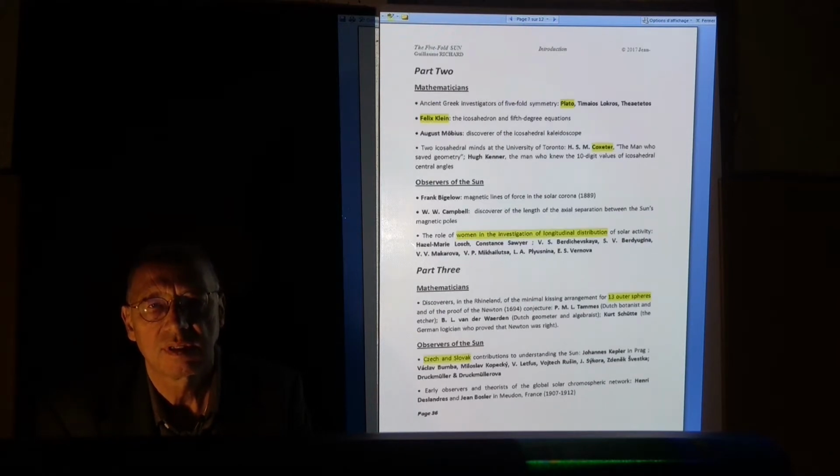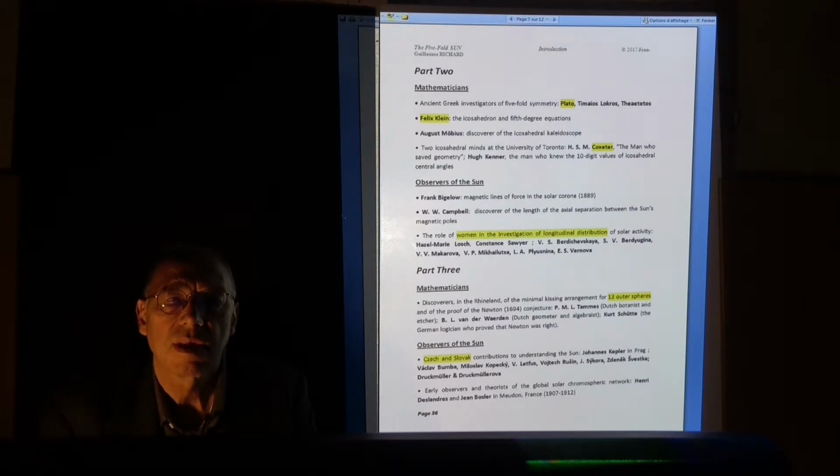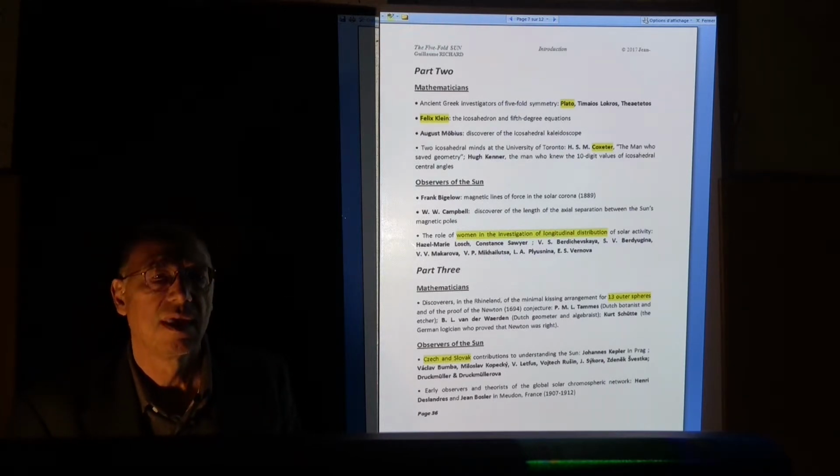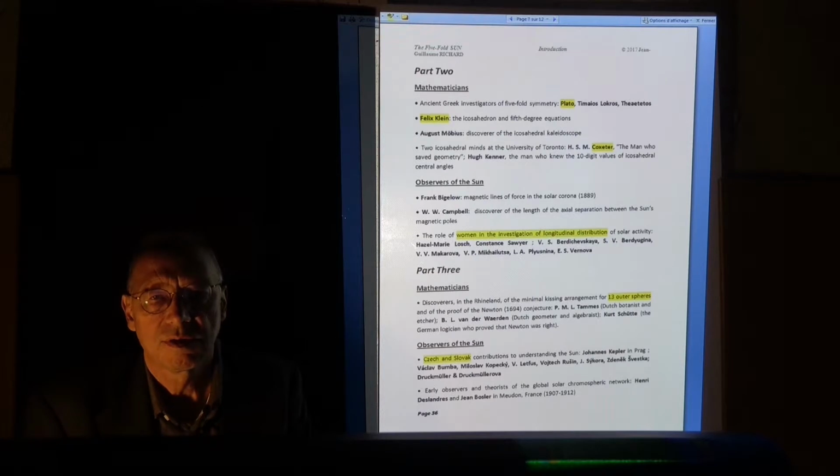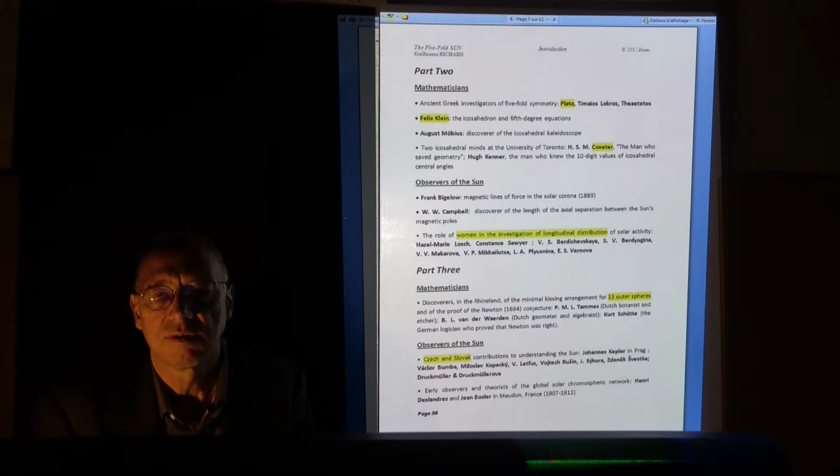the mathematicians that I mentioned, including Felix Klein, after Plato, which is also discussed, but also less well-known recent investigators, such as the set of women who, I don't know exactly what the reason is, were the leading investigators of the longitudinal distribution of solar activity, as opposed to, say, the radial distribution or the latitudinal distribution of solar activity.